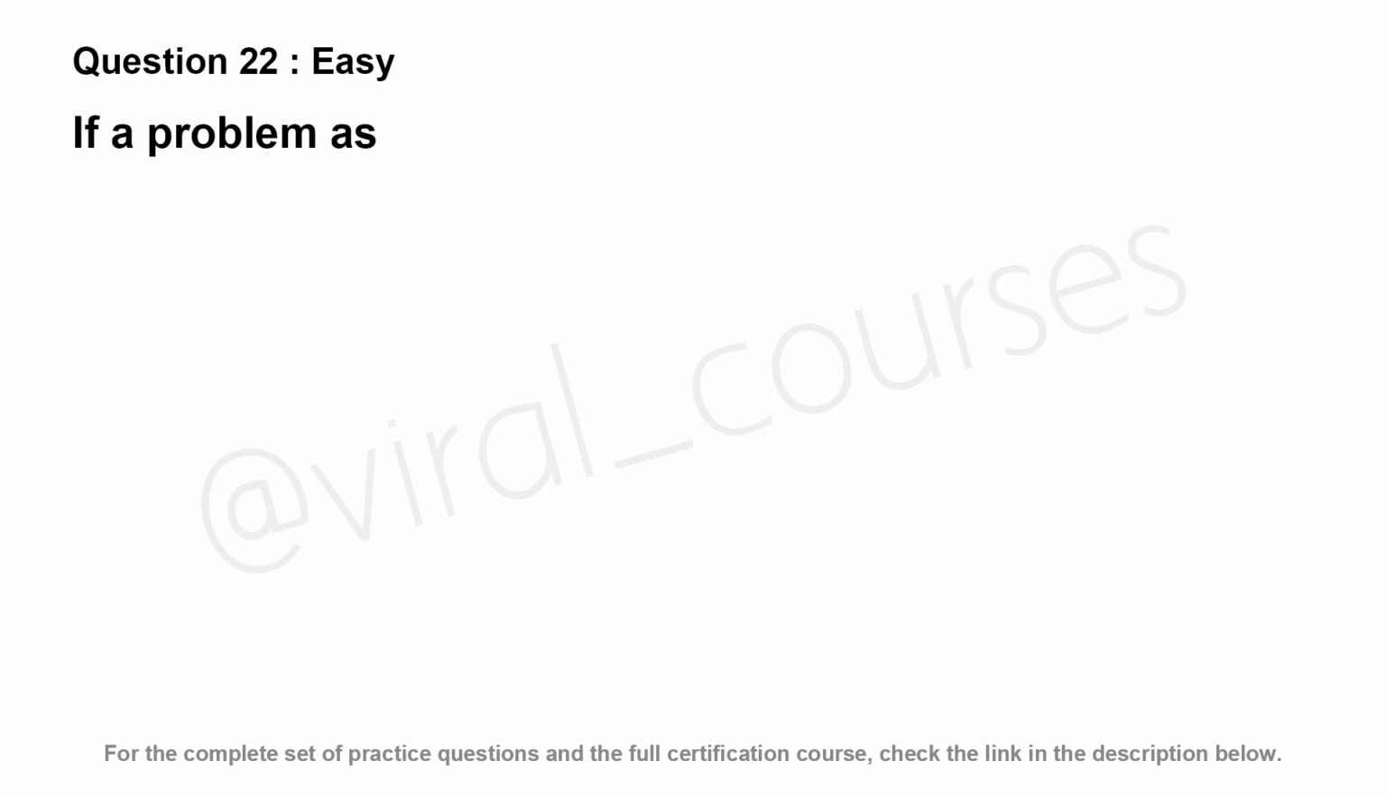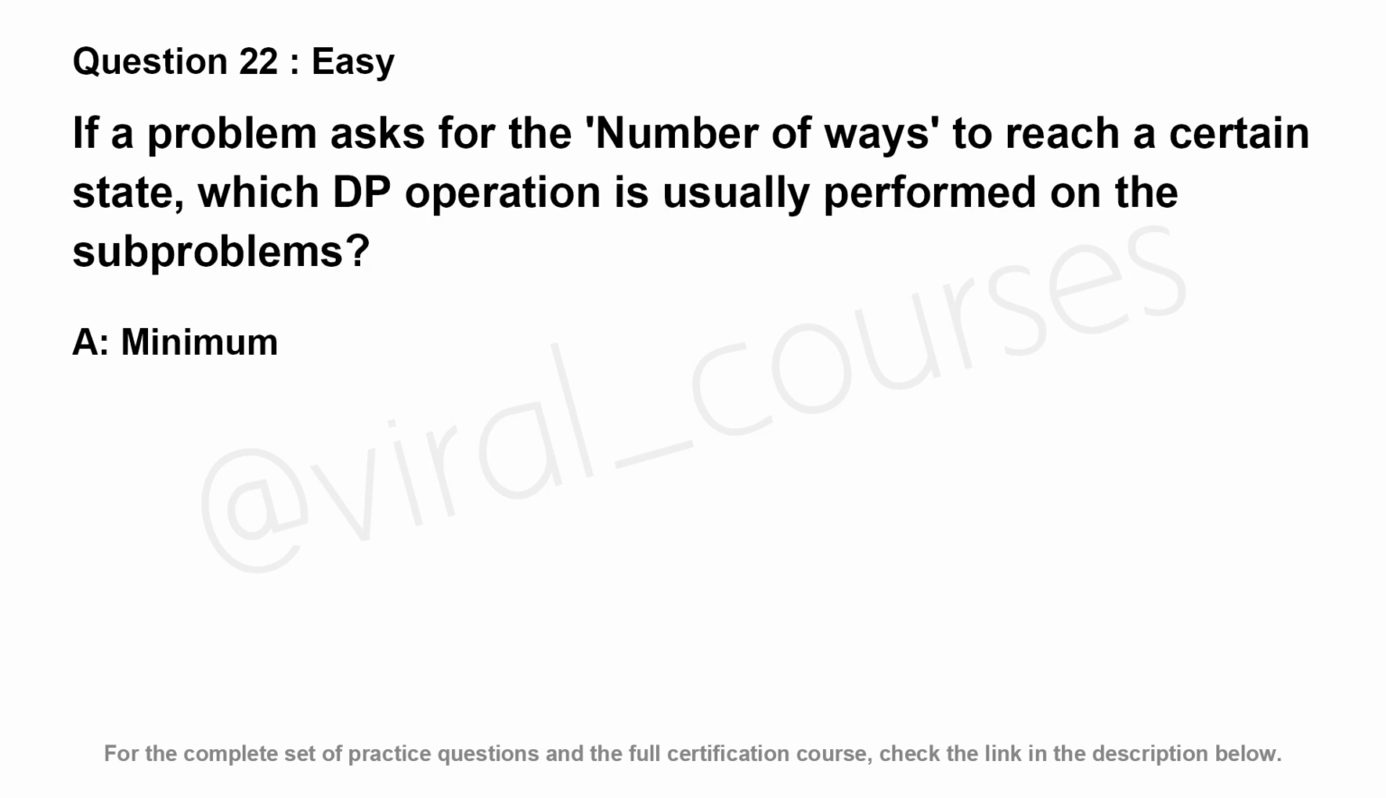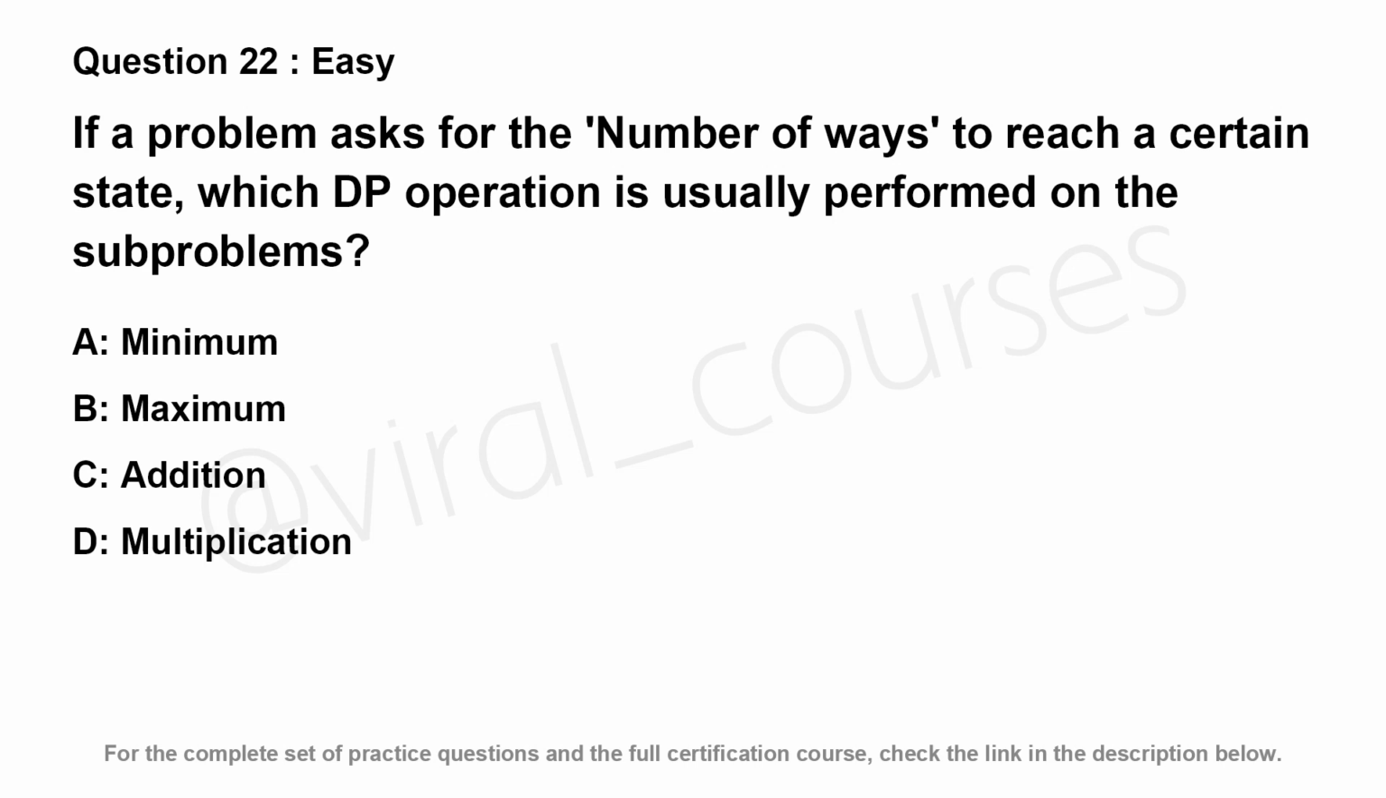If a problem asks for the number of ways to reach a certain state, which DP operation is usually performed on the subproblems? Option A, minimum. Option B, maximum. Option C, addition. Option D, multiplication.